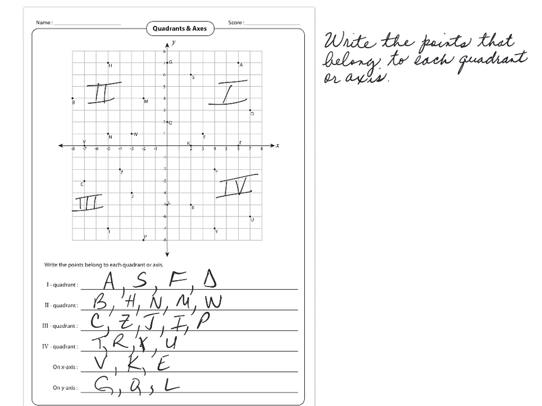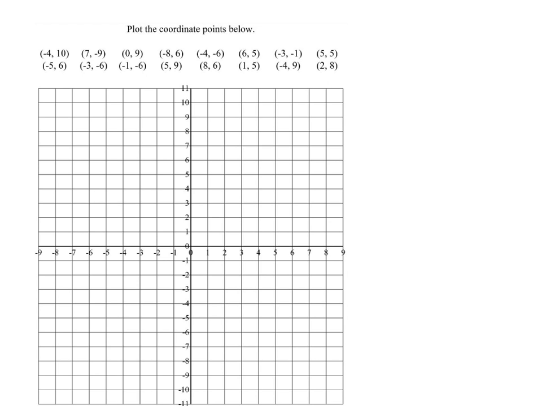So all we did was identify where these points are, what quadrants they are in. We weren't asked to name them or to give them coordinates, but just to find what quadrant or axis they are on. Now we're going to plot some of these coordinate points below. I'm not going to do all of them, just some of them.